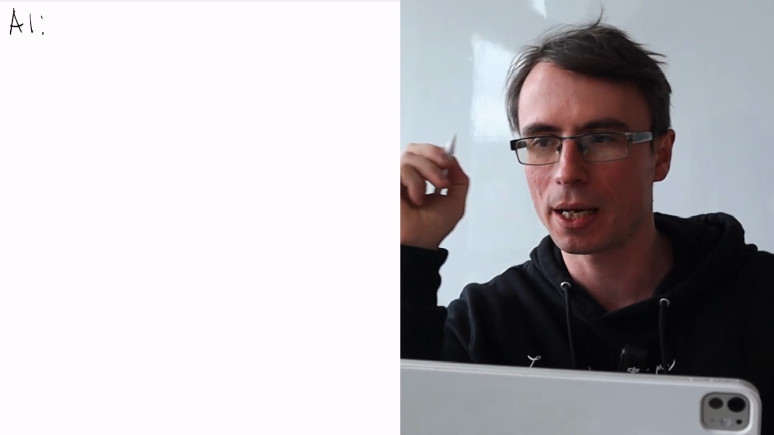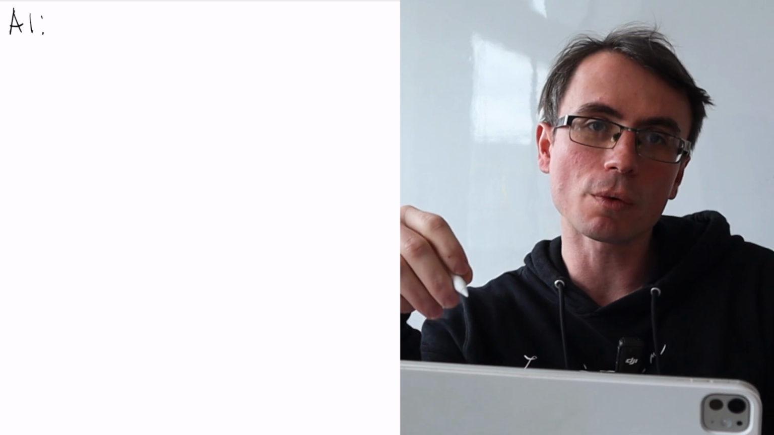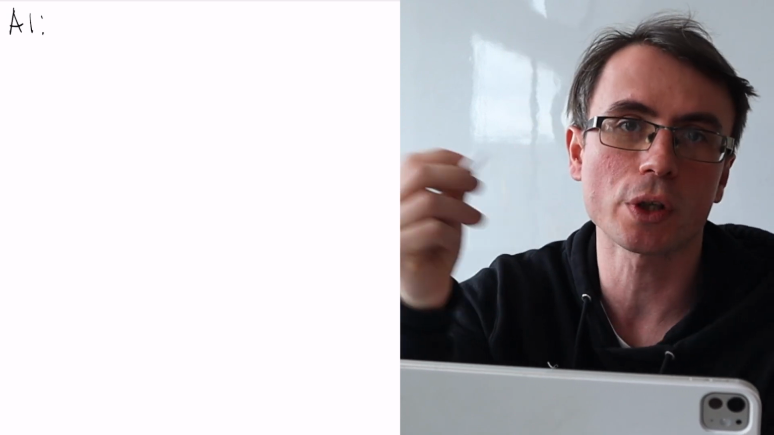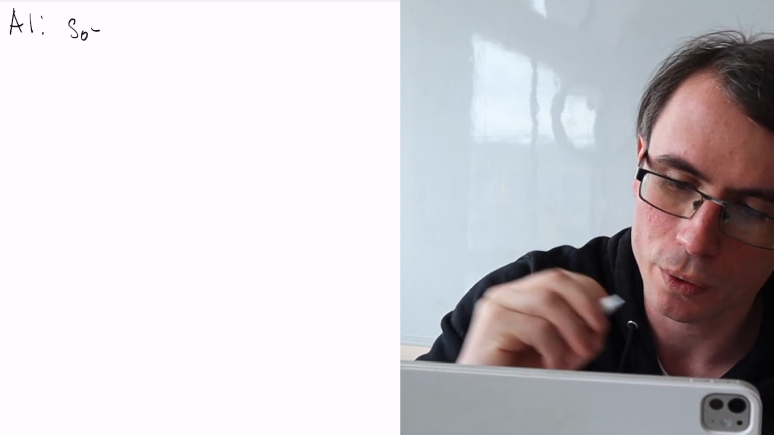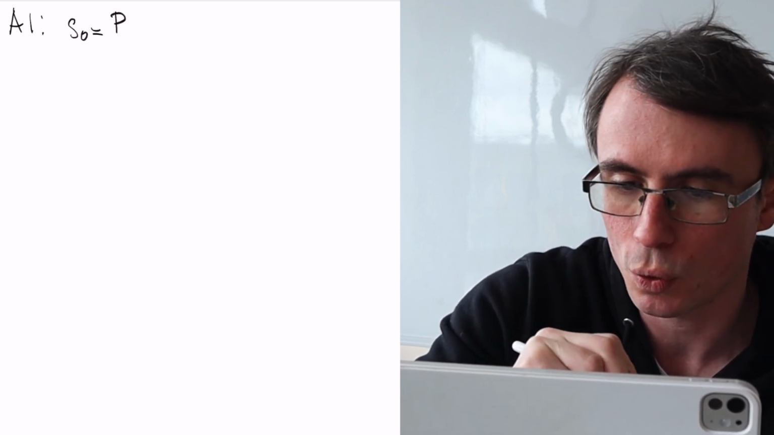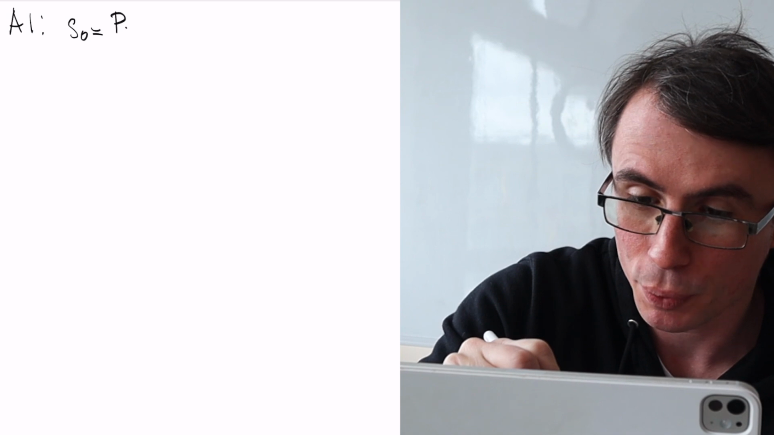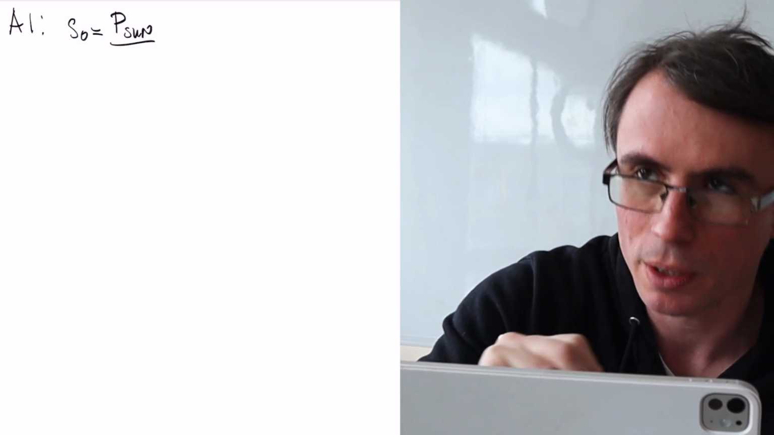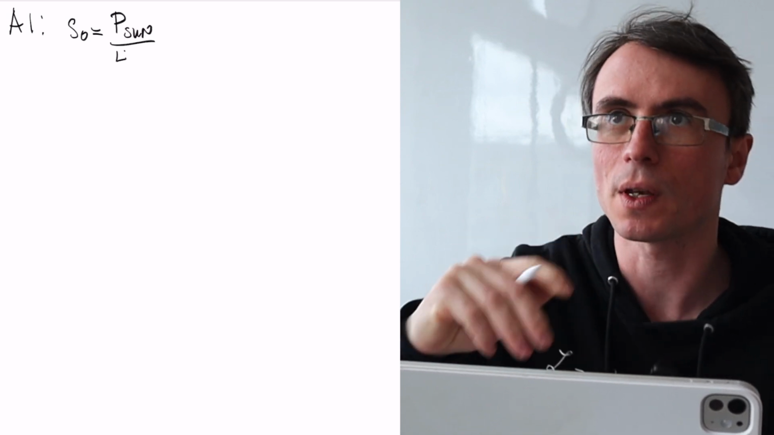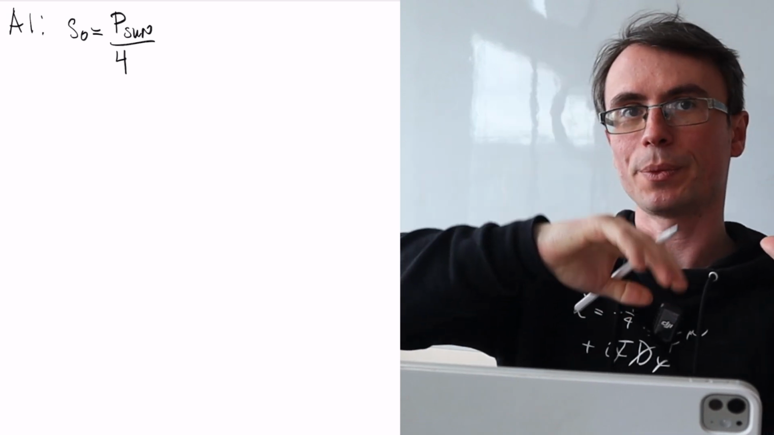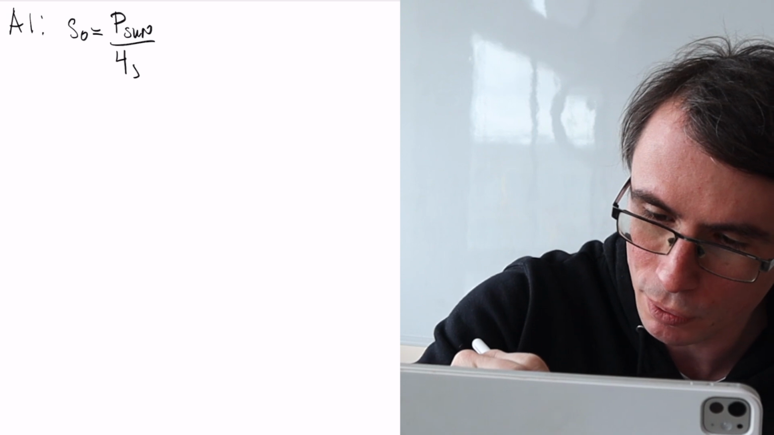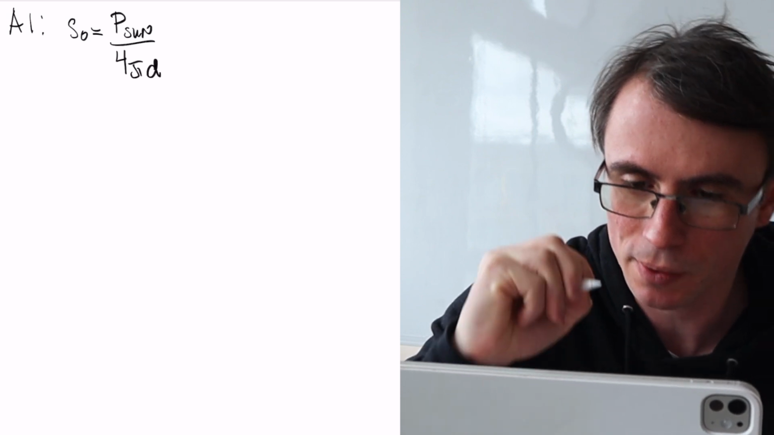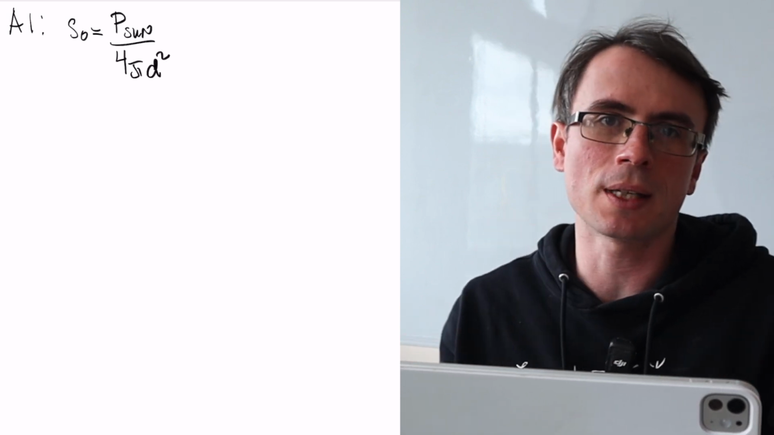Okay, let's get on to this. This is part A1. I'm going to treat this quantity S0 just as regular intensity. S0 is equal to the power produced by the sun divided by the surface area of a sphere starting from the sun and reaching where the Earth is, which is just 4 pi d squared. Relatively standard intensity problem.